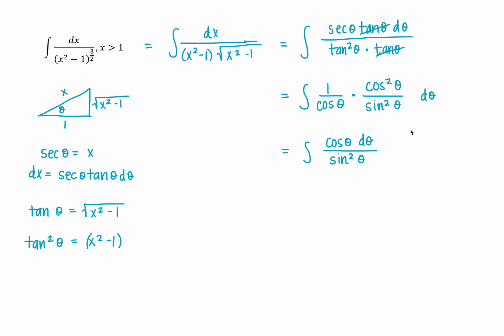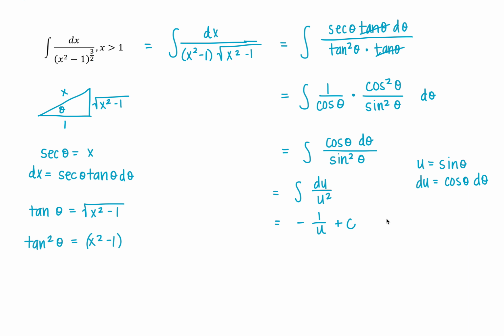At this point, I'm going to do a u substitution. So some of these problems, they're going to let you incorporate multiple techniques for integrating. I'm going to let u equal sine of theta, so that du is equal to cosine theta d theta. So I've got du over u squared. When I integrate that, I get negative 1 over u plus c.